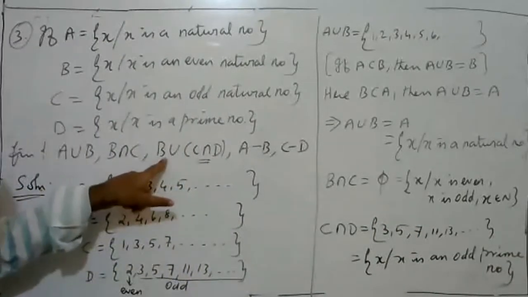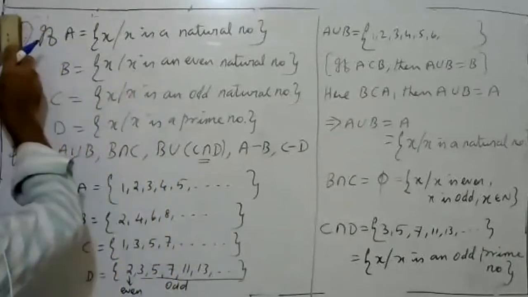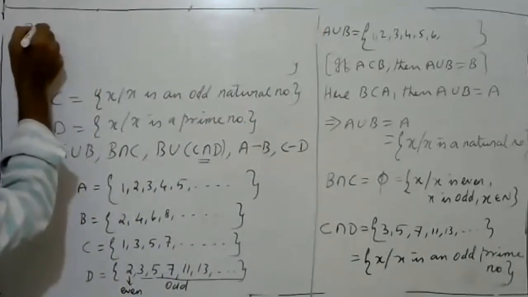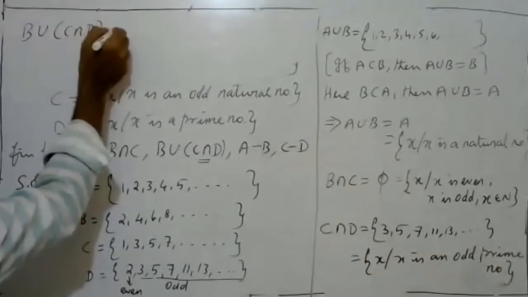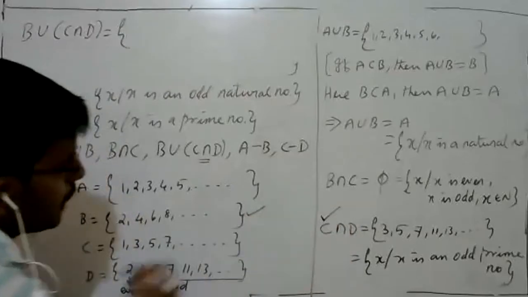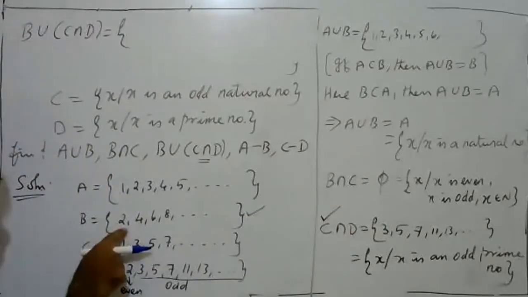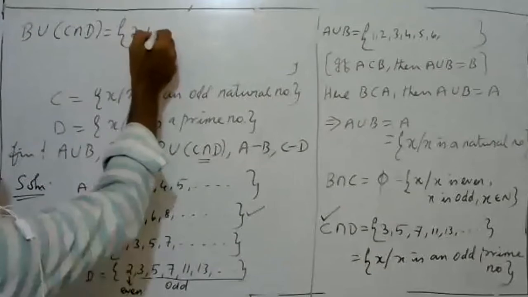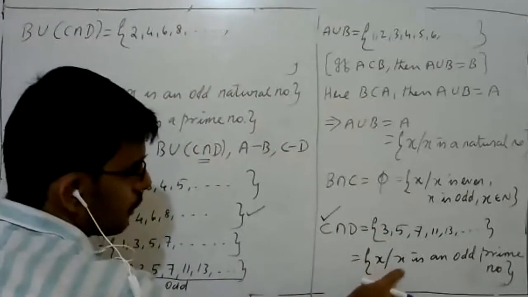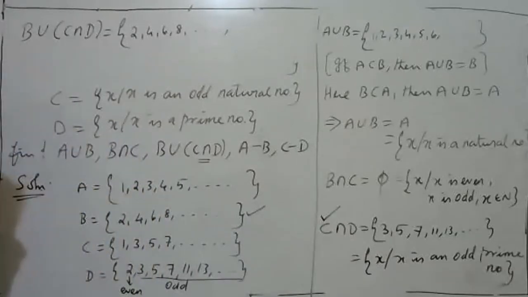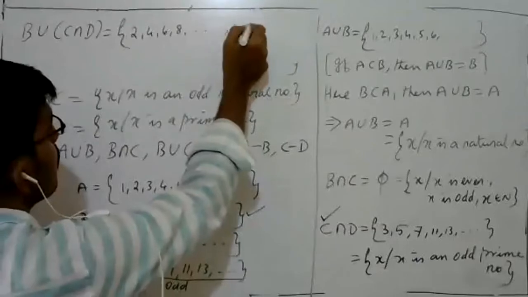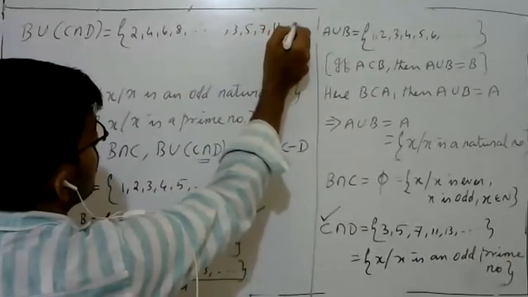Now come to the question B union C intersection D. My question is B union C intersection D. So B union C intersection D is equal to, take the union of this B and this C intersection D. What is union? Union means 2, 4, 6, 8, everything, and additionally add this C intersection D. What is C intersection D? 3, 5, 7, 11, 13, etc.